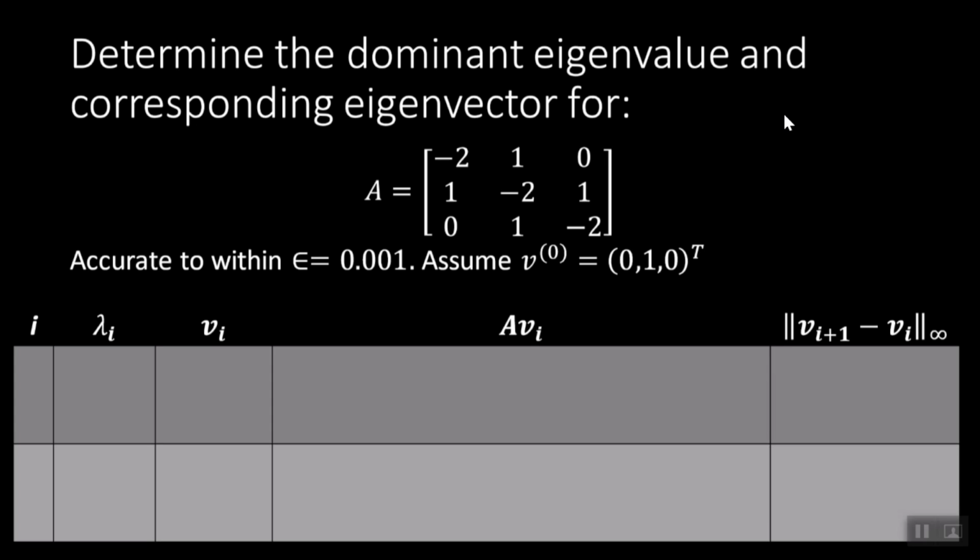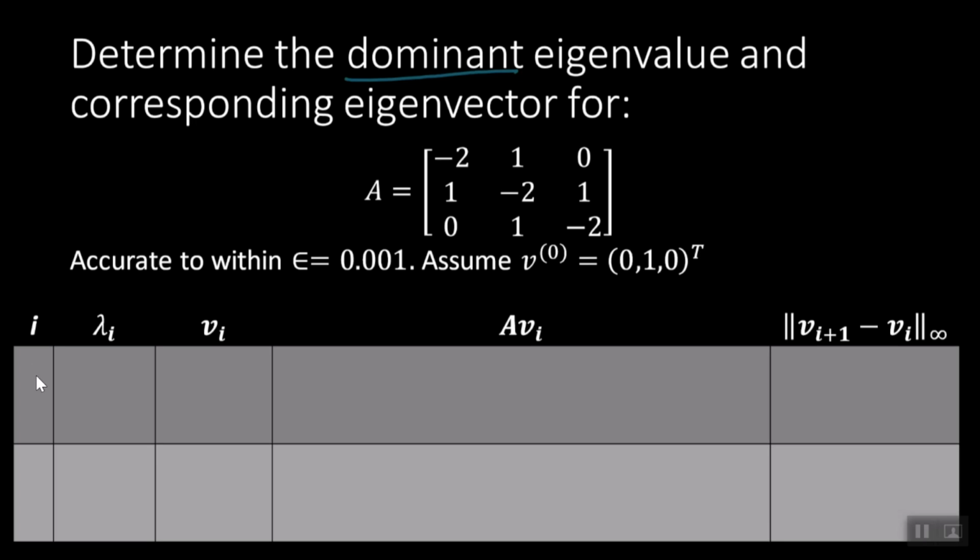Okay, in the second example, the question says determine the dominant eigenvalue and corresponding eigenvector for matrix A. Now, the question doesn't say that you are supposed to use the power method. However, the clue here is the word dominant eigenvalue. So to find the dominant eigenvalue, we've only learned how to use the power method. And so we are going to use the power method in this case.